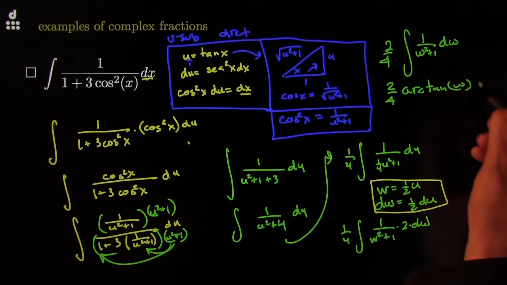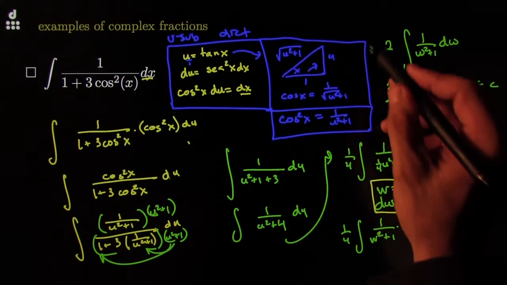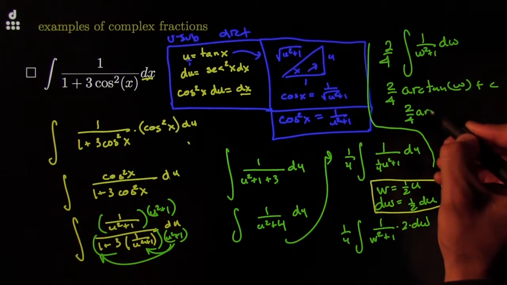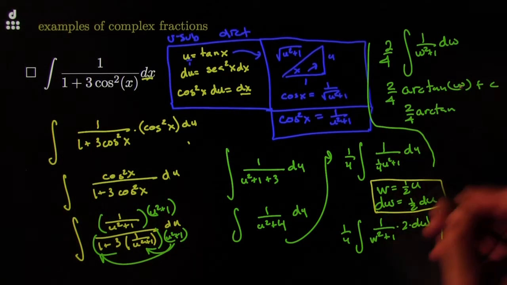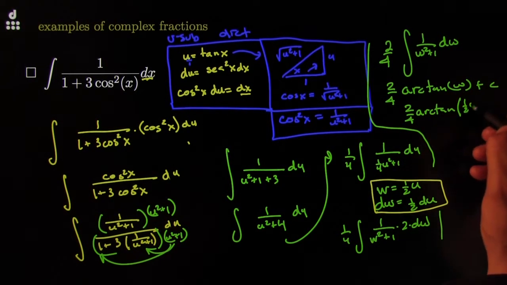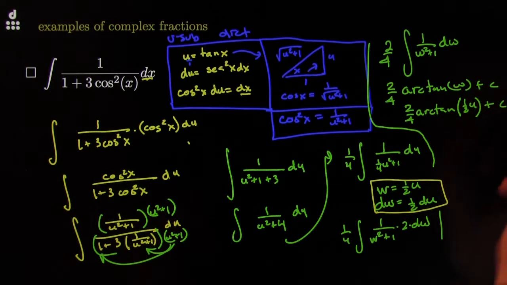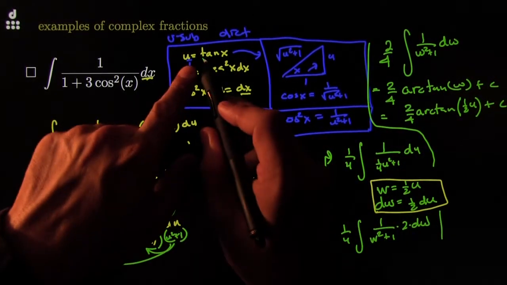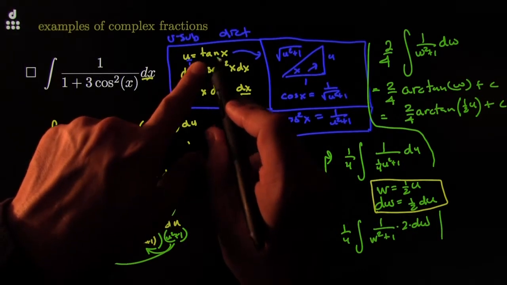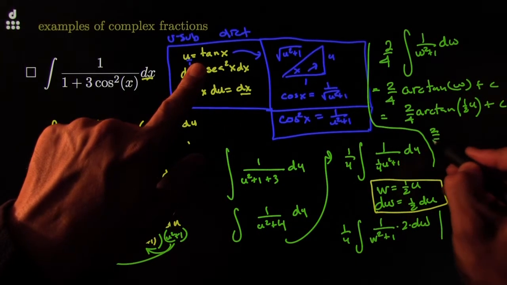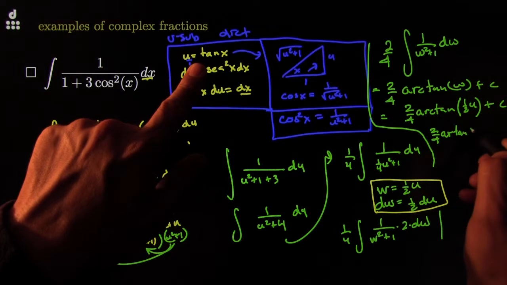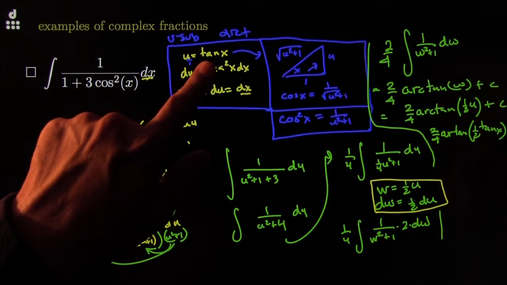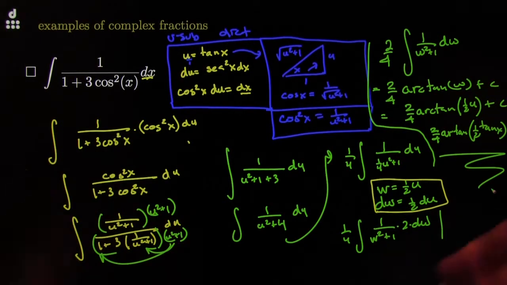And then you should maybe switch back. This means 2 over 4 arctangent of w, which was agreed upon to be half a u, and then of course you should go back to the u dictionary. U is equal to tangent, so this becomes 2 over 4 arctangent of 1/2 tangent of x plus C. Yippee-ki-yay.